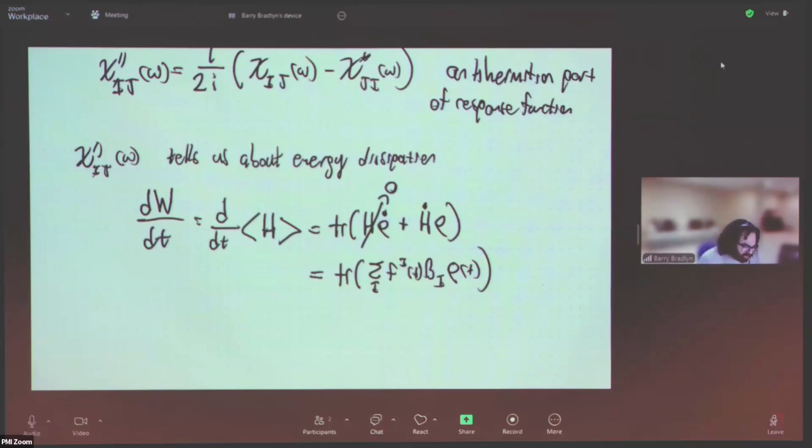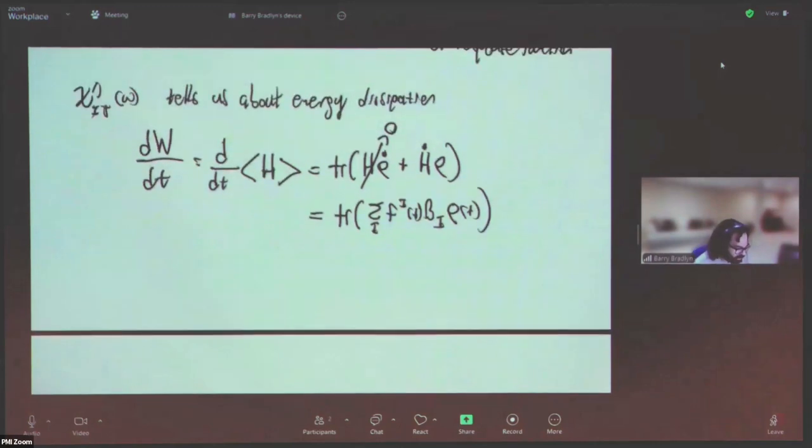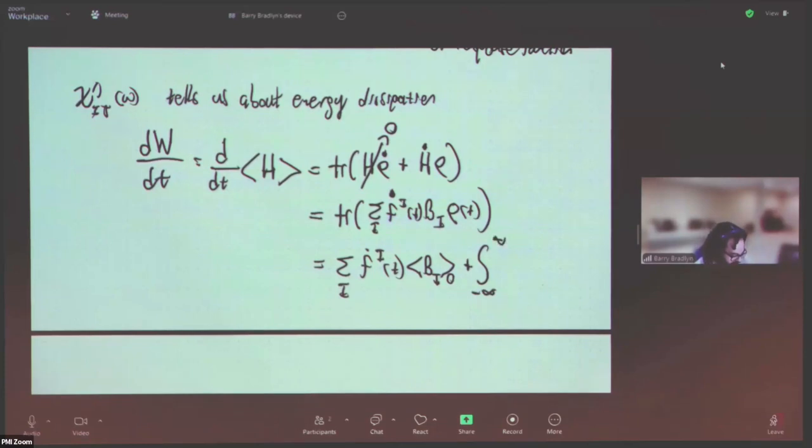we can substitute in our Kubo formula here. This has two terms. Oh, forgot the time derivative. One term is the time derivative of f times the equilibrium average of B, and then we get time derivative of f, first change to the average of B is given by our linear response function.